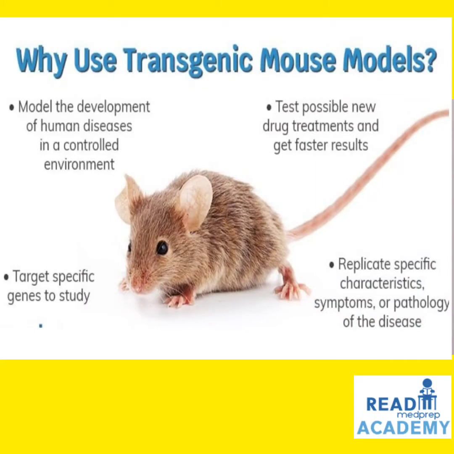Why use transgenic mouse models? The development of human diseases can be done in a controlled environment. Test possible new drug treatments and get faster results. Target specific genes to study. Replicate specific characteristics, symptoms, or pathology of the disease.